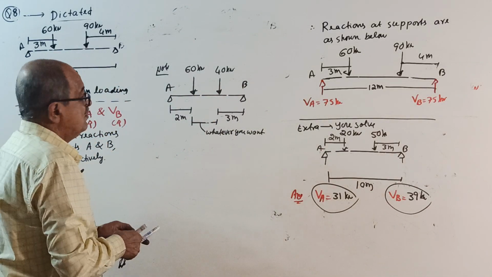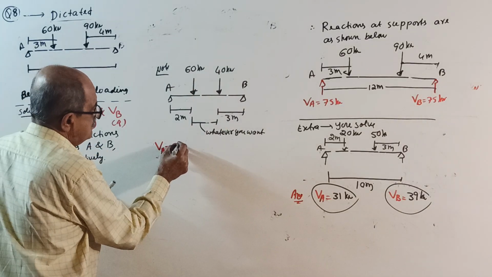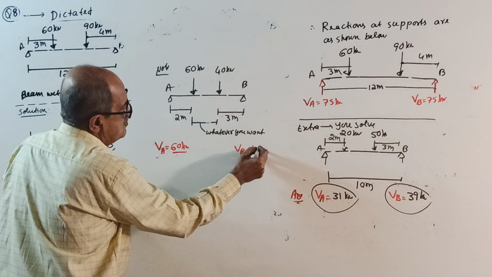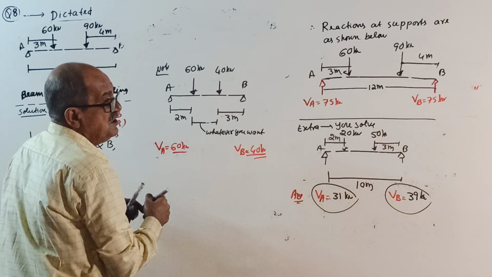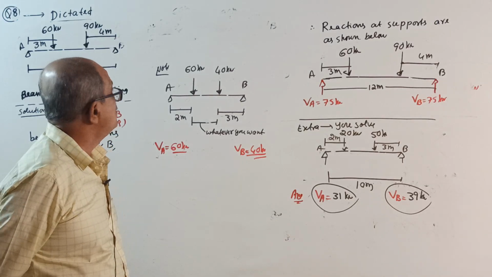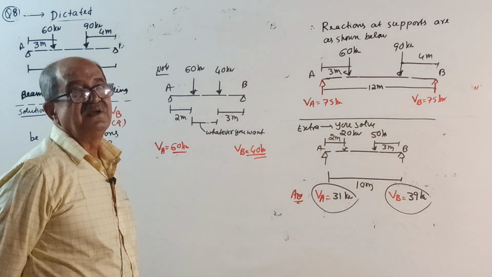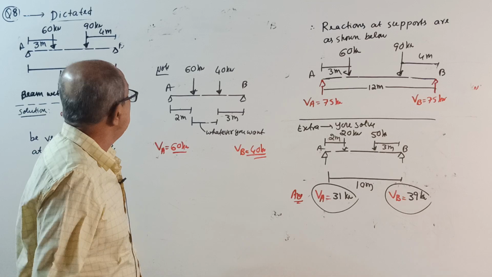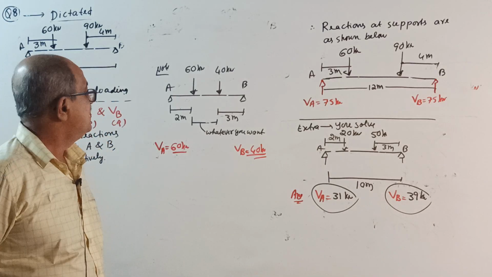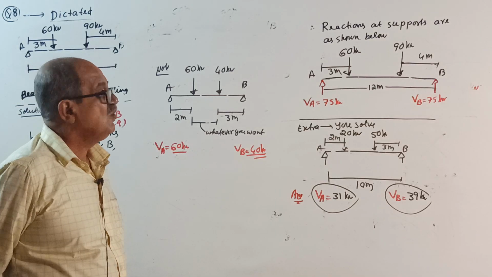Something you take. Your answer will be VA equal to this load, 60 kilonewton. VB will be this load, 40 kilonewton. Some will tell, sir, how possible, sir? The distance counts. Distance counts, but does not count in this question. Reason is there. Yes, distance counts, but here distance will not count. There is a delicate principle or concept there.